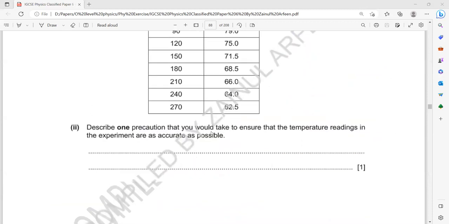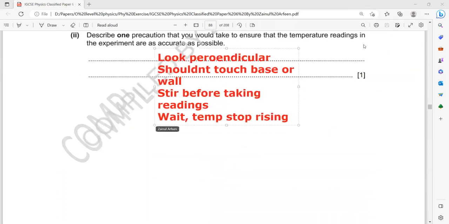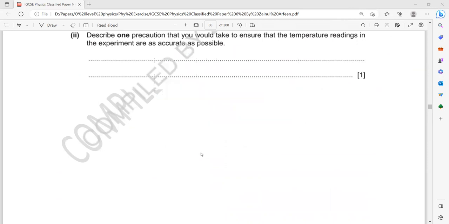So one precaution, as I mentioned, there are 4 of them, and you can write any one out of the 4: look perpendicular, the thermometer should not touch the base or wall, stir before taking readings, and wait for the temperature to stop rising. Any one you can write out of the 4.